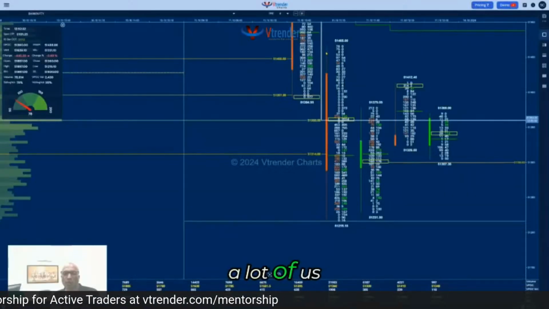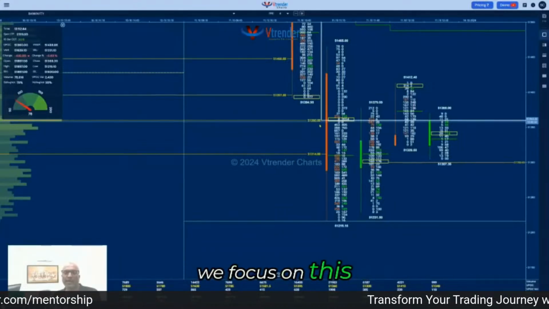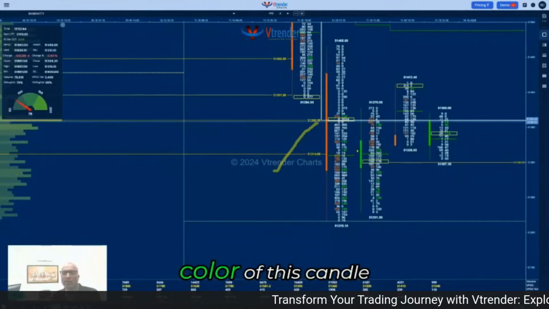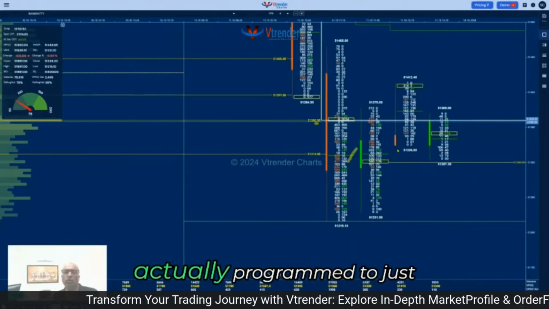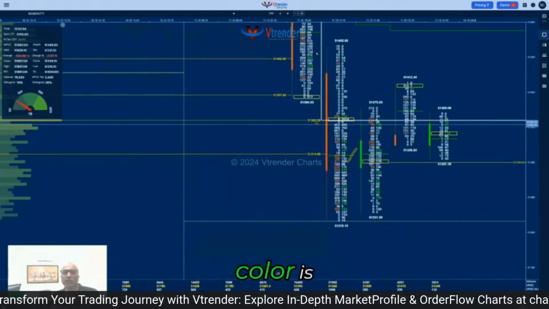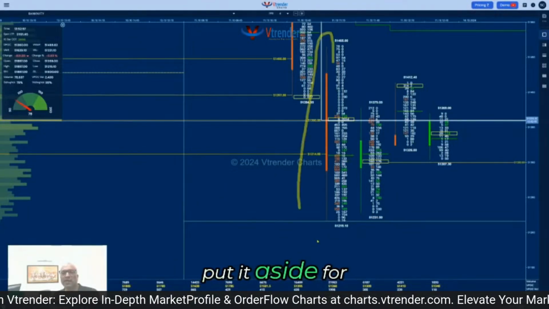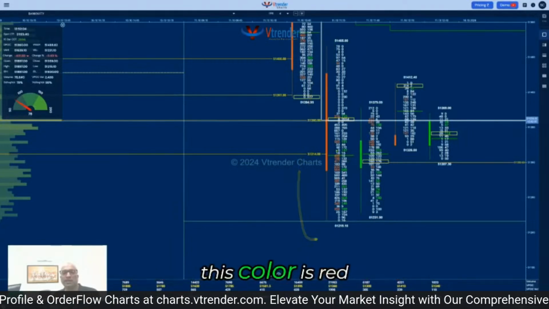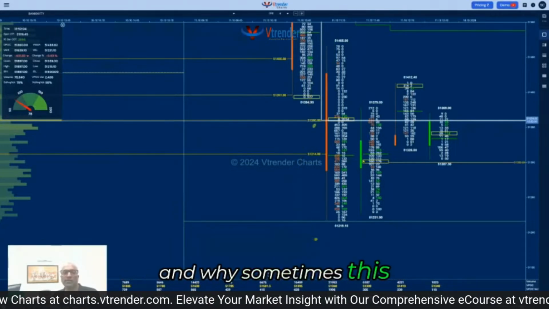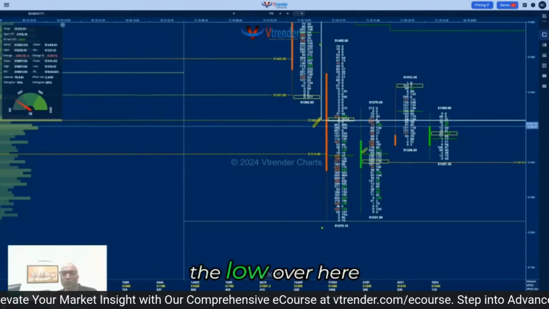Now, a lot of us, when we first see an order flow chart, we focus on this candle. We focus on the color of this candle, and our minds are programmed to just look at what this color is. But this color, we have to put aside for some time and try to understand why sometimes this color is red and why sometimes it is green, or what really happened between the high and the low over here.